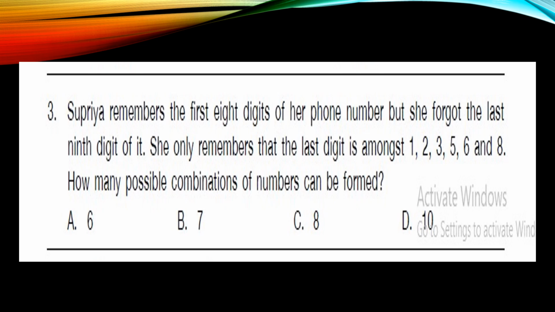Question number 3. Supriya remembers the first 8 digits of her phone number, but she forgot the last 9th digit of it. She only remembers that the last digit is amongst 1, 2, 3, 4, 5, 6 and 8. How many possible combinations of numbers can be formed? These are 6 numbers. So, the possible combinations are also 6. So, our answer is option C, 6.